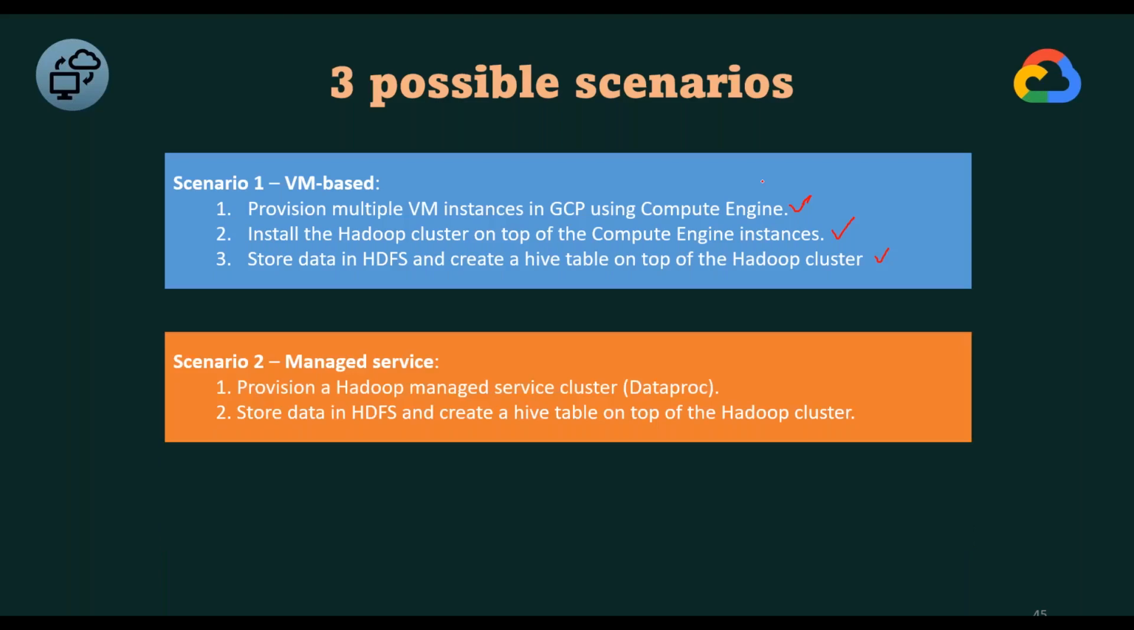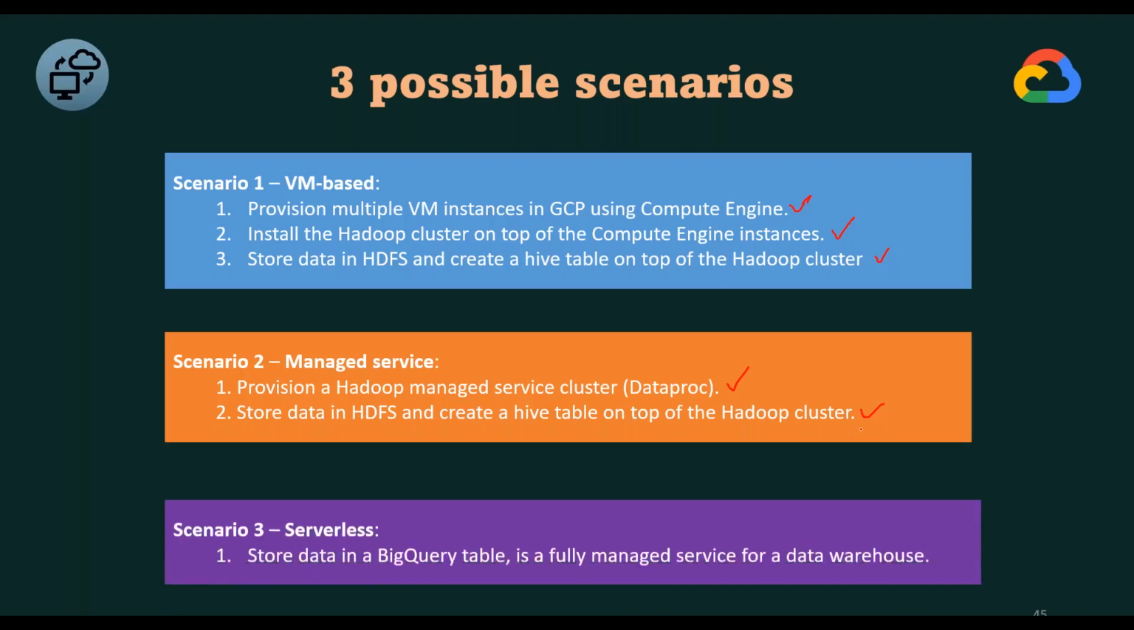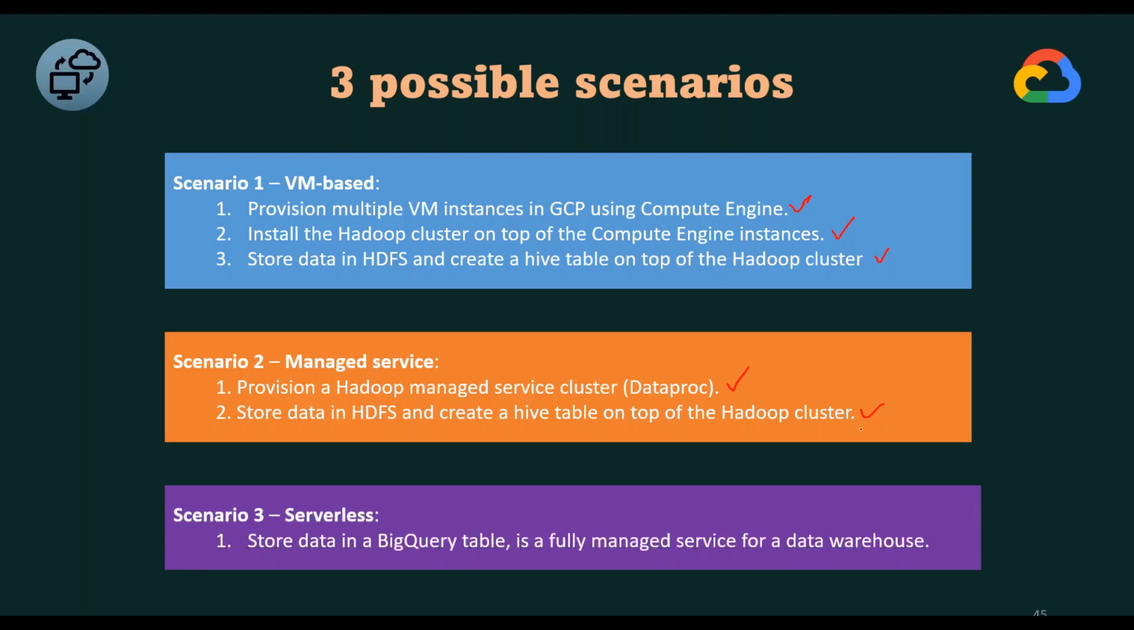When you go to managed services, you have only 2 things. One of the managed services in GCP is Dataproc. You can directly go to Dataproc, just create a cluster, and you will have HDFS and Hadoop automatically. You can just store the data in HDFS and create a Hive table. Or, if you want a serverless platform, store the data in a BigQuery table. BigQuery is a serverless platform, and whenever you store the data in a BigQuery table, it is already a table and you will be able to query it. So these are the possible options.